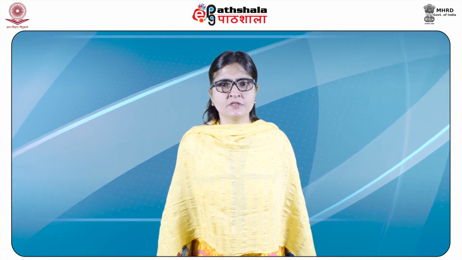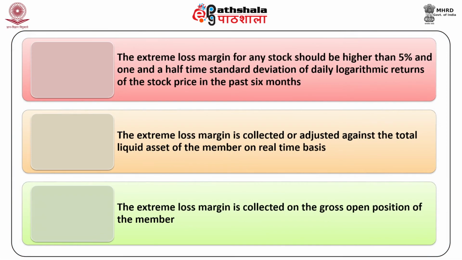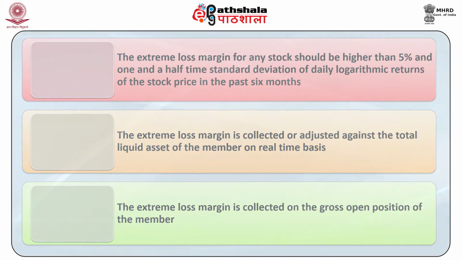Extreme loss margin. This margin covers the expected loss in situations that lie outside the coverage of VAR margin. The following points about the extreme loss margin should be noted. The extreme loss margin for any stock should be higher than 5% and 1.5 times the standard deviation of daily logarithmic returns of the stock in the past 6 months. The extreme loss margin is collected or adjusted against the total liquid assets of the members on a real-time basis. The extreme loss margin is collected on the gross open position of the members.